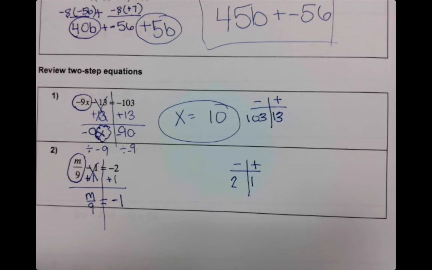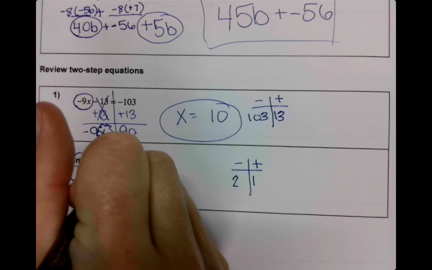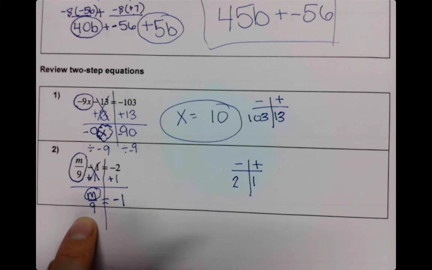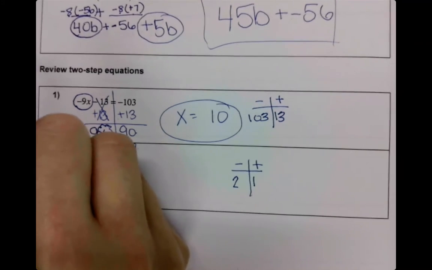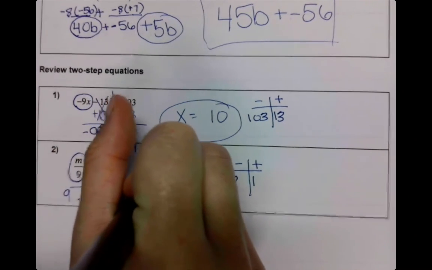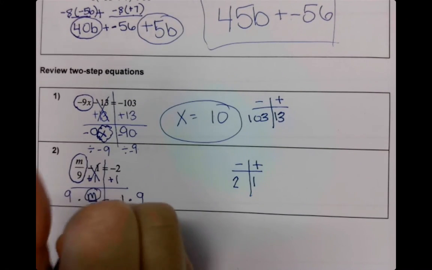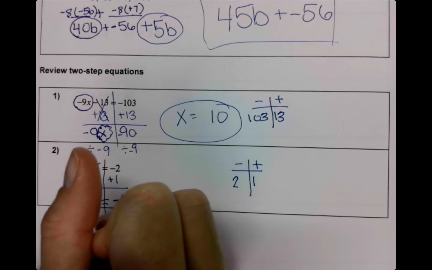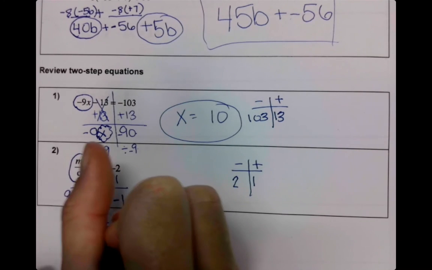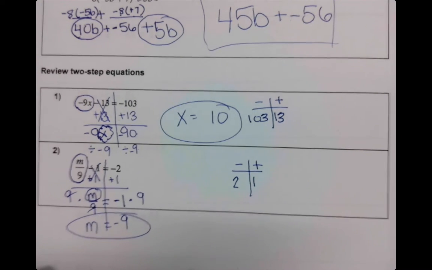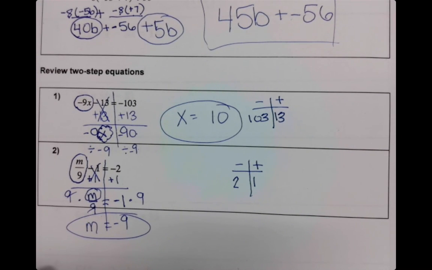All right, now again, thinking about what you want to get alone, it's the m. Thinking about what operation this is. Division. So what's the inverse of division? Multiplication. Good. So multiply, remember on our Excel, right? When that line was there, we did that inverse. So multiply by 9 on both sides. That leaves me with m equals 1 times 9 is 9, and they're opposite signs, so it's a negative. So that is our review from last week.